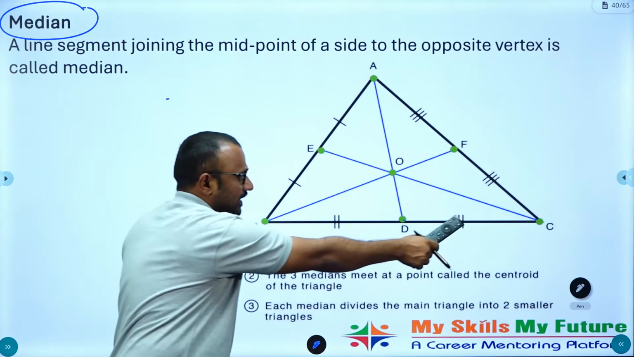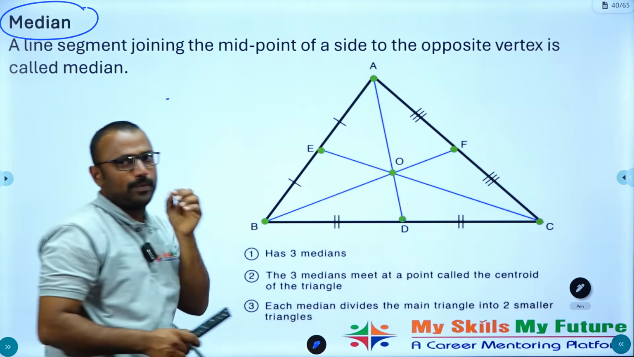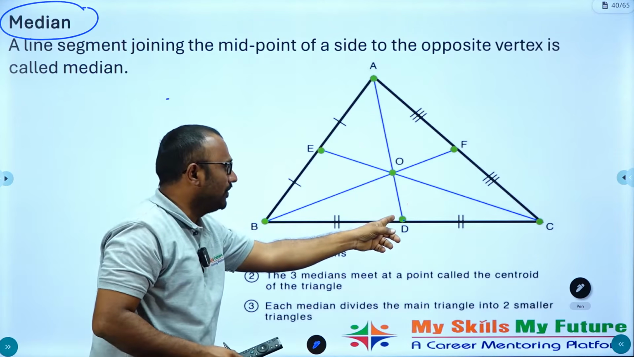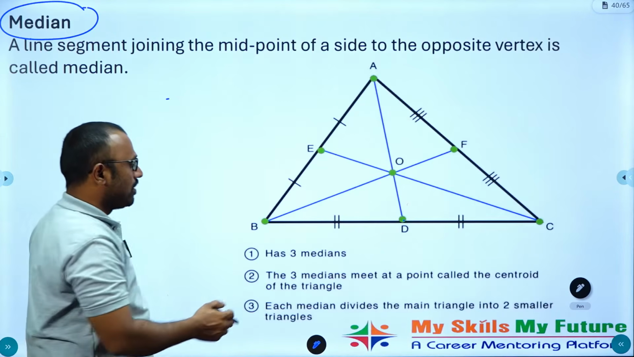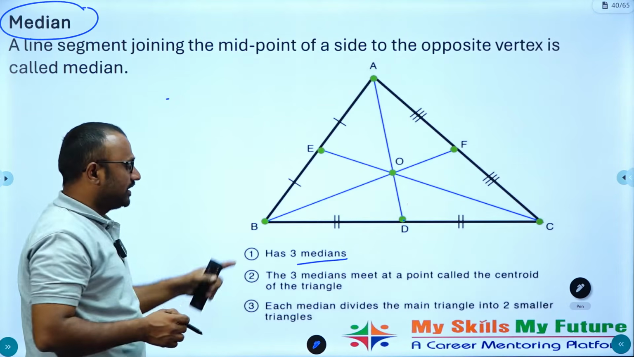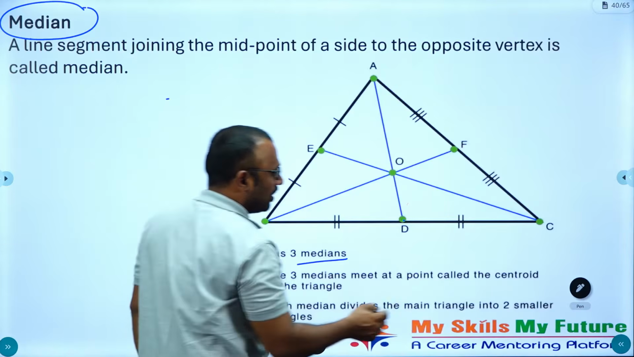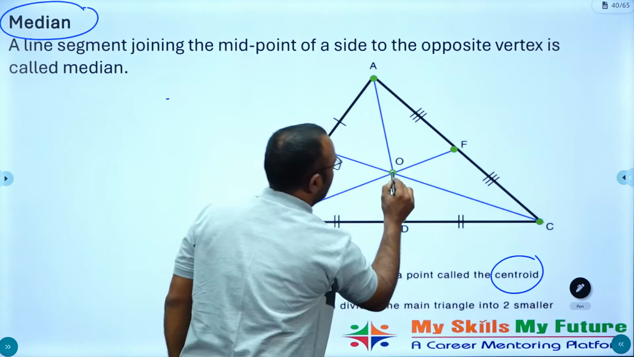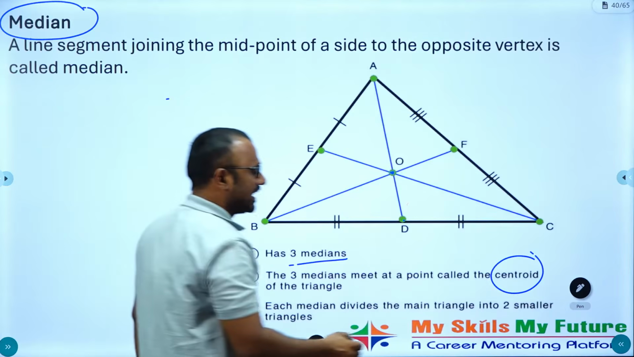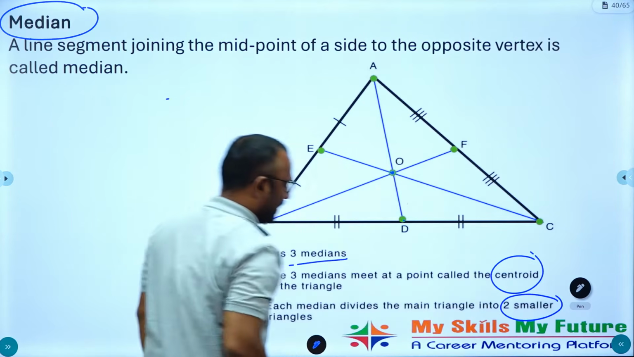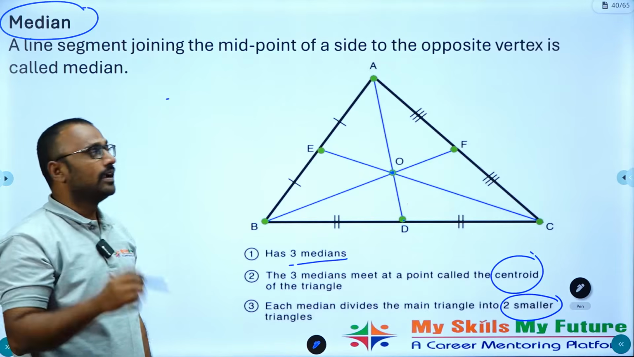So D is the midpoint of BC. From D we join vertex A. This is the median. So we have three medians. The three medians meet at a point called the centroid. Each median divides the main triangle into two smaller triangles.